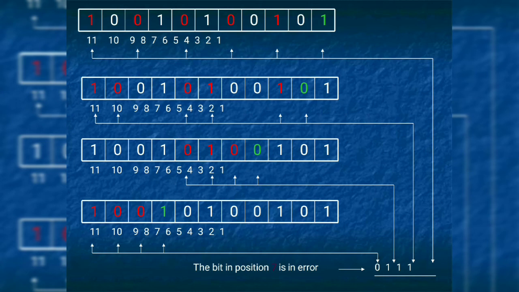So the position of the error is the 7th bit. If you compare with the transmitted data, you will get the error. So at the 7th bit you get the error, 0 1 1 1. This redundant bit is going to change, so you will get the error.